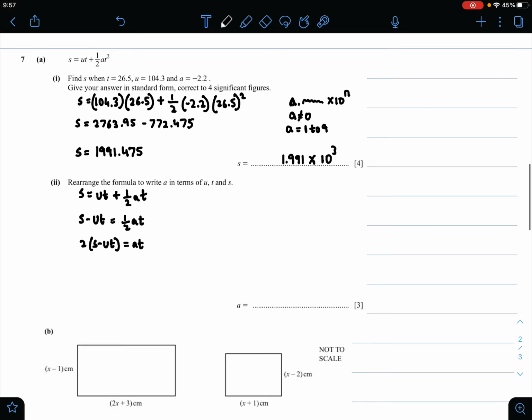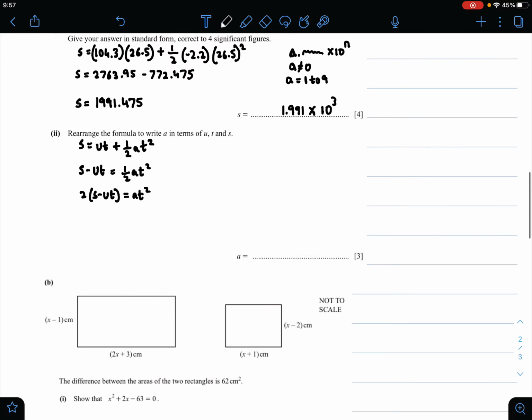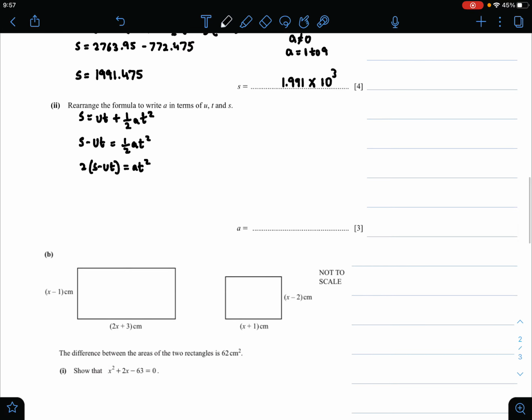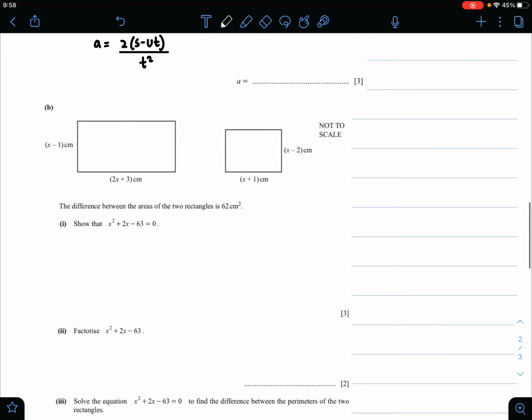My bad, it's at square. So we can take t square to the other side of the equation now. Therefore your final answer will be a is equal to 2 times s minus ut, the whole thing, divided by t square. And that will be your final answer for part A2 of this question. Now let's move to part B of this question.